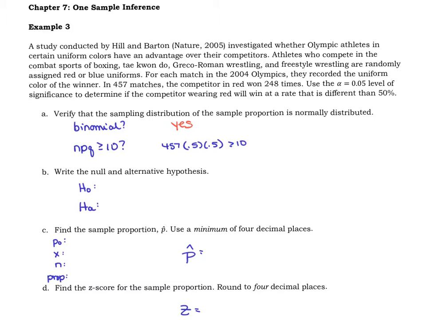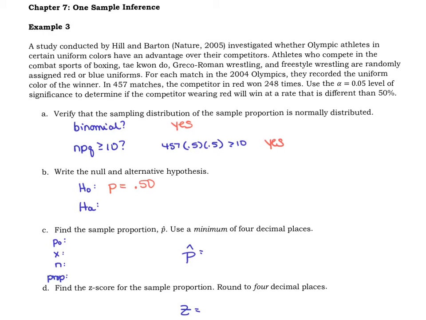And is n the sample size of 457 matches times, again, we have to assume it's a 50-50 split, right? 50% times 50% greater than or equal to 10. Yes, indeed, it is. So, what is the null hypothesis? The null hypothesis is that the person wearing red should win half of the time.